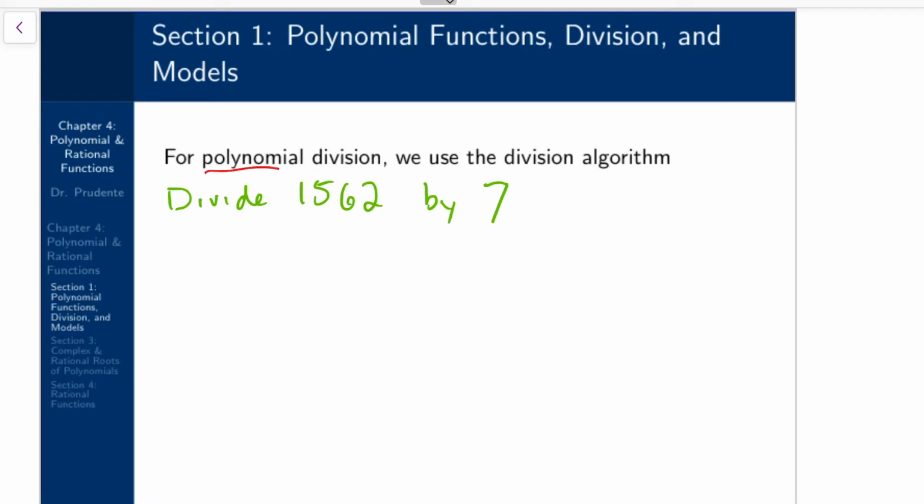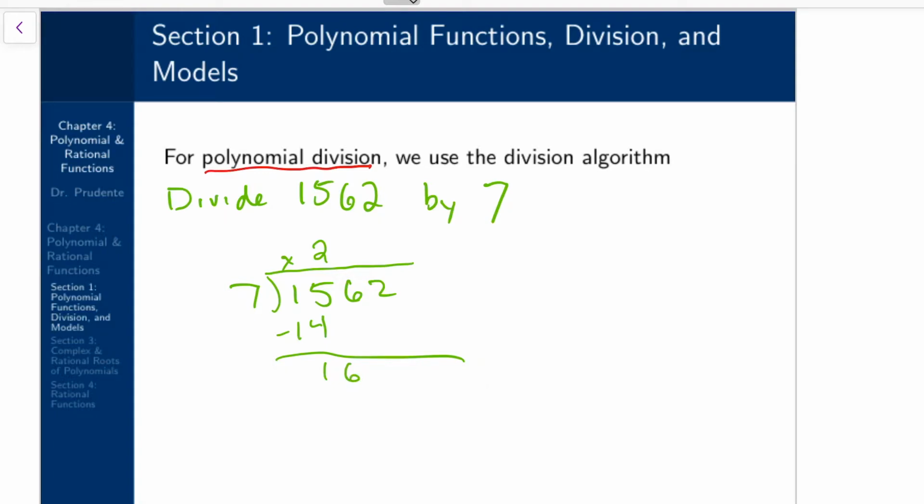Okay, first we're going to look at polynomial division. And in polynomial division, it's actually a good analogy for the old division algorithm. So let's just see an old example of a division algorithm. If we want to divide 1,562 by 7, we would set it up just like this. And we would start looking and say, how many times does 7 go into 1? It doesn't, so we would X that spot out. How many times does it go into 15? We would say 2. We'd multiply and then subtract and drop the next piece down.